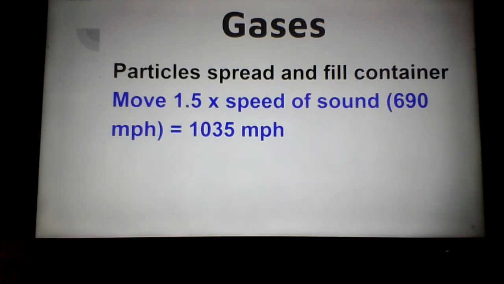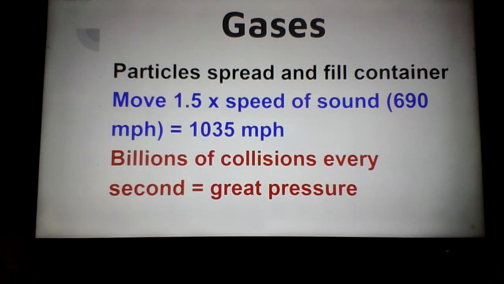Gas particles have been found to move at approximately 1.5 times the speed of sound. The speed of sound on average is approximately 690 miles per hour. 1.5 times that is around 1,035 miles per hour. These gas particles typically move at approximately that speed of 1,035 miles per hour. Now you get billions of gas particles moving at 1,035 miles per hour.